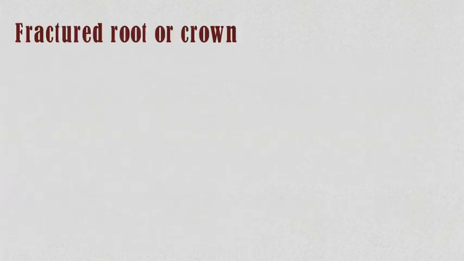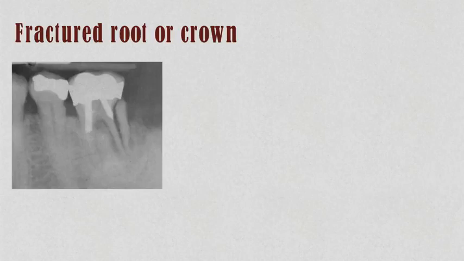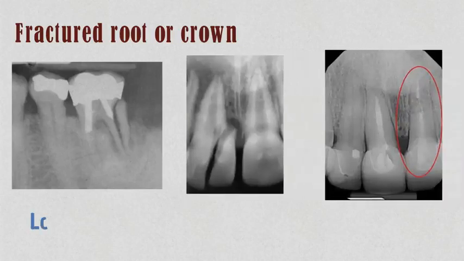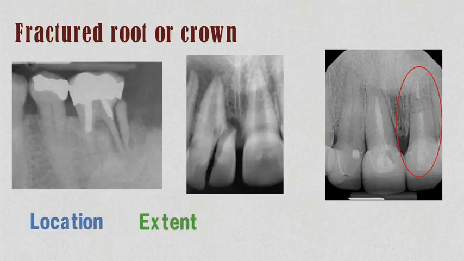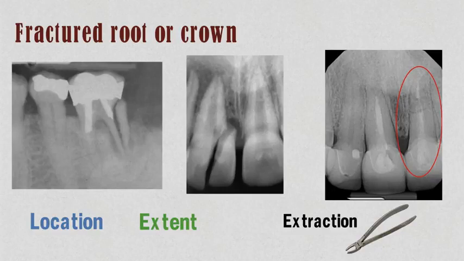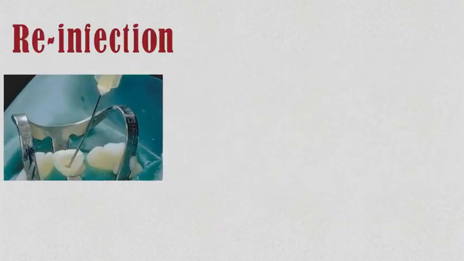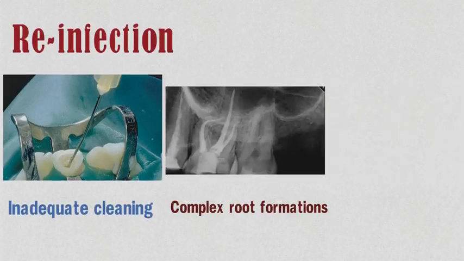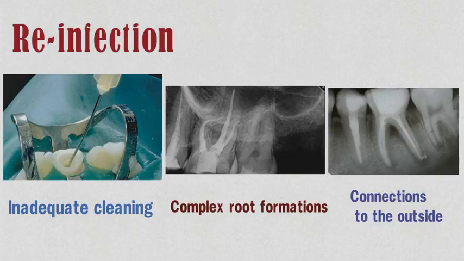Fractured root or crown. Root-treated teeth and those without blood supply are more brittle or more prone to fracture. The location and extent of fracture will determine if the tooth can be saved, but more often, an extraction will be required. Reinfection. This may be due to insufficient and inadequate cleaning, complex root formation, or connection to the outside of the tooth via fracture or lateral canal.